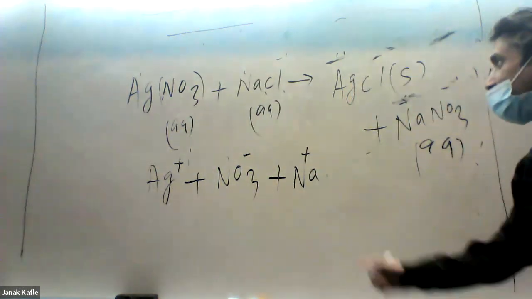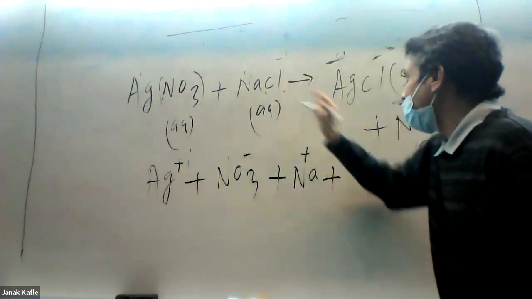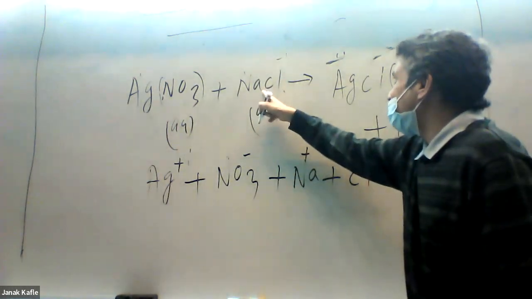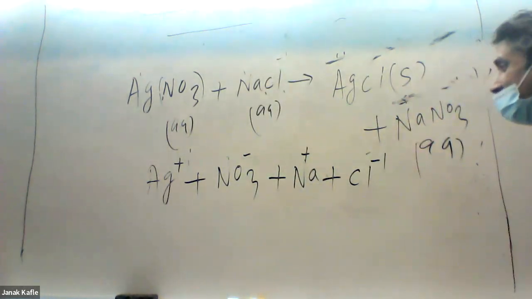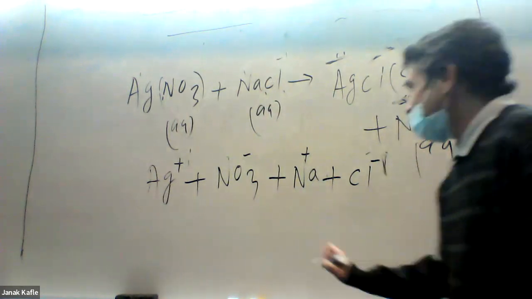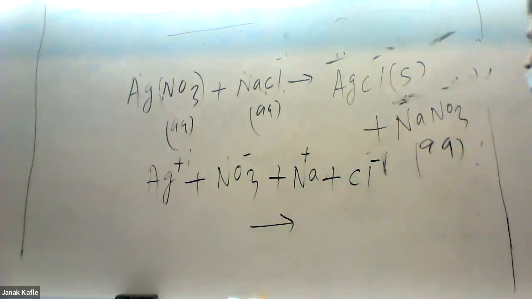So we don't write 1. So I write plus. And then chlorine here. So at the foot of Na there is 1. So that chlorine must be 1 there. So I don't write minus there. Now I'm going to write the right side here.